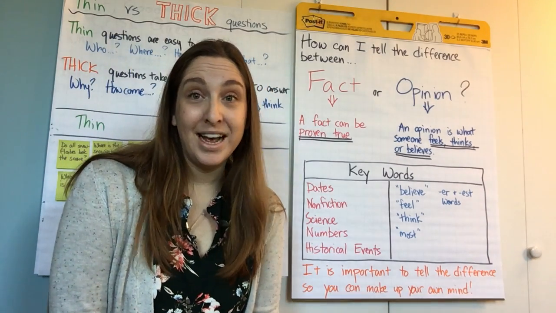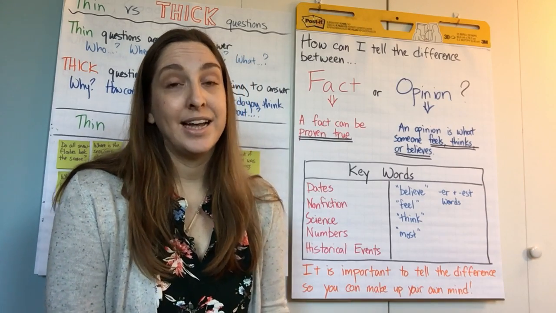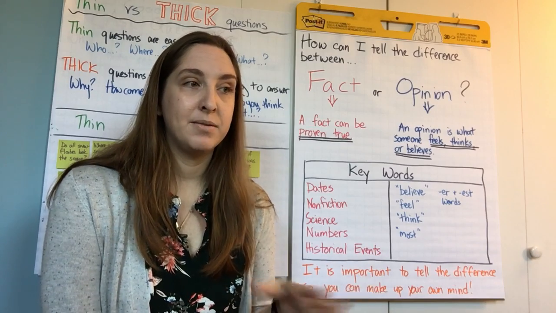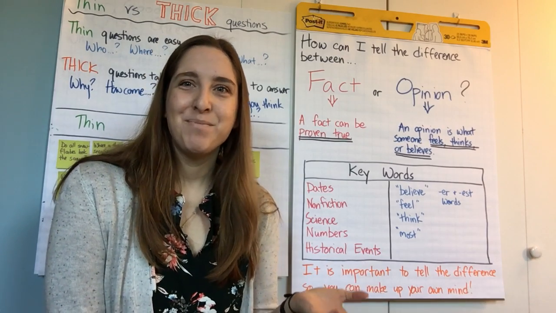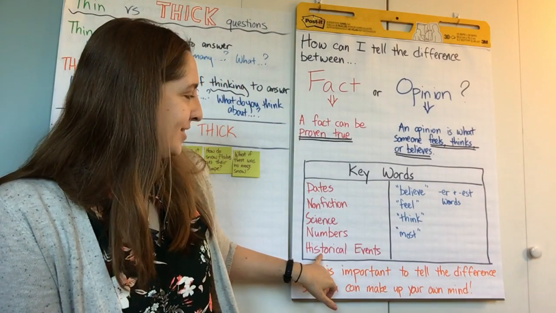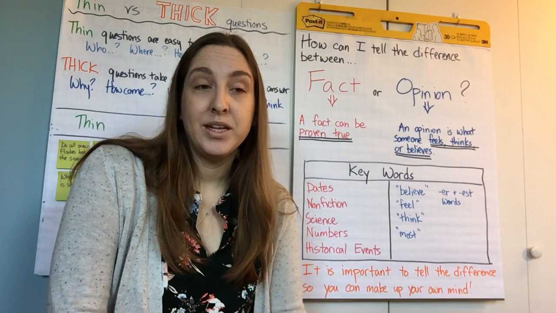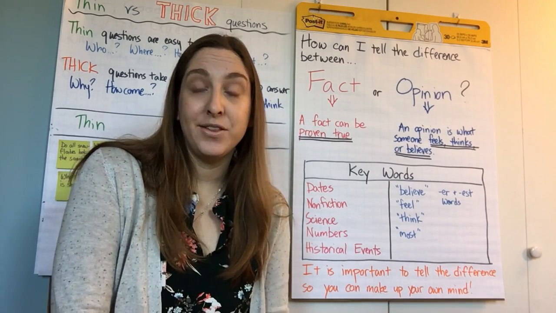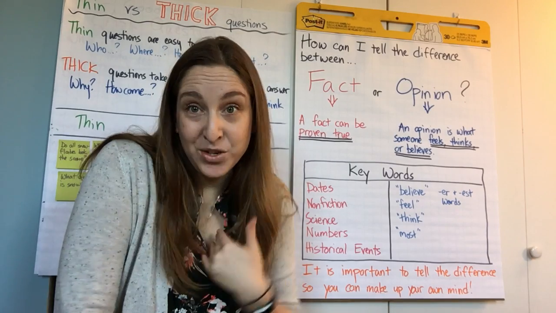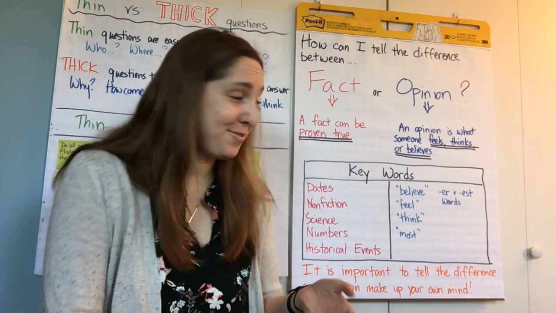Science. Most science is facts. Now that doesn't mean that some people don't have opinions in science, but usually science books and texts about science are usually full of facts. Historical events and numbers. Numbers usually tell you exactly how many there is of something. So if I say, I have 6 crayons, and I do have 6 crayons, that's a fact. That's not an opinion because it's what I really have.